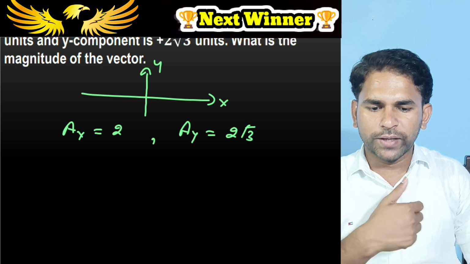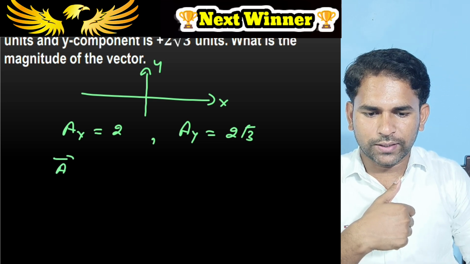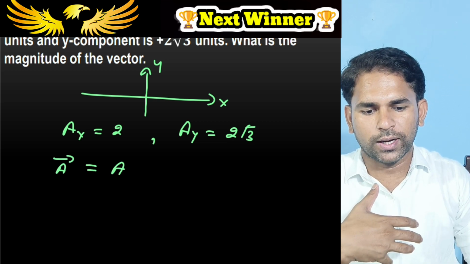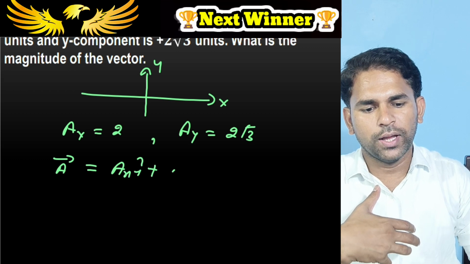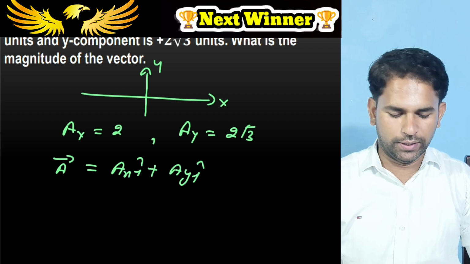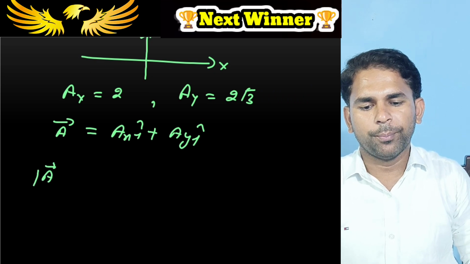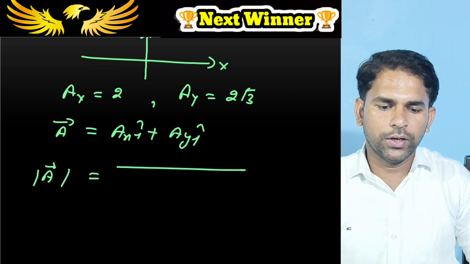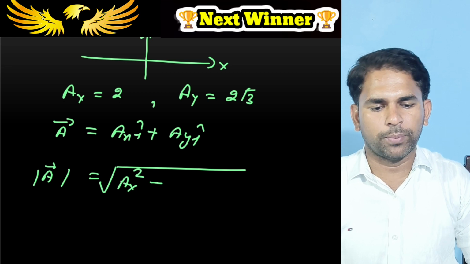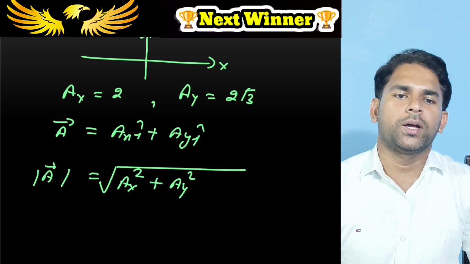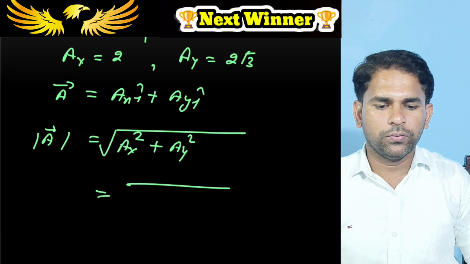So suppose that we are writing vector A in this form: how can we write it? Ax i cap and Ay j cap. And if we are writing it like this, how can we find the magnitude of vector A? We can write in the root Ax square plus Ay square. Okay, so now you can place the values, very simple.